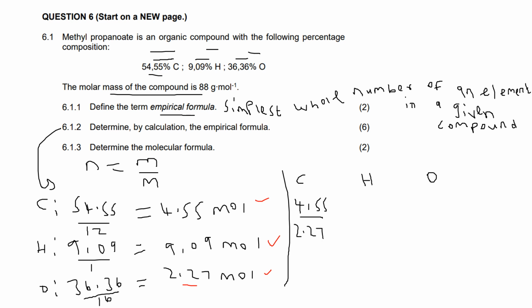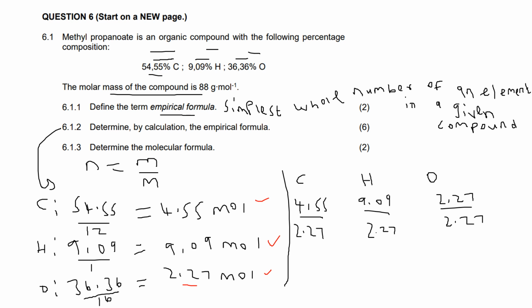And then for hydrogen, same concept. You will divide the answer that you got, which is 9,09, by the smallest number, which is what? 2,27. So you divide each by that number. And then lastly, oxygen, same thing. We got 2,27 for oxygen, and then you divide that by the lowest number that you got, which is 2,27. So you divide each by the lowest number.